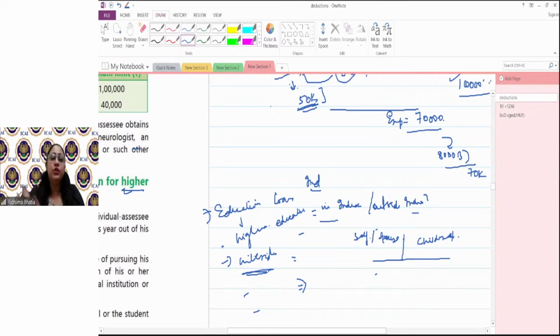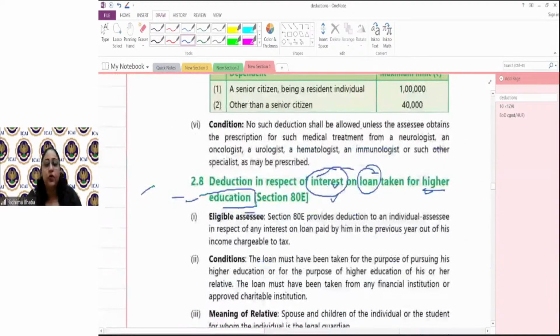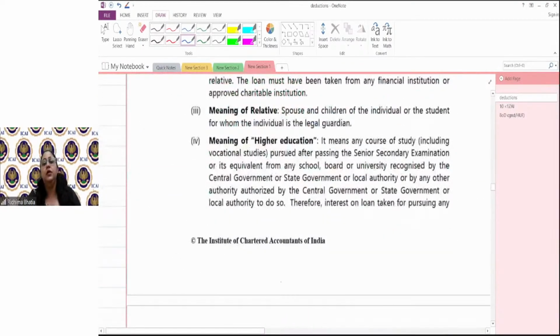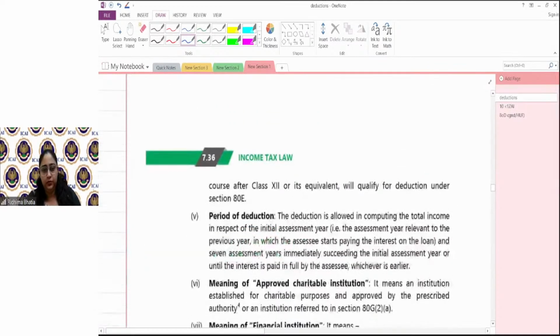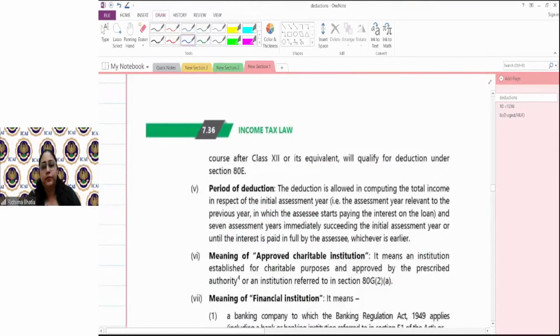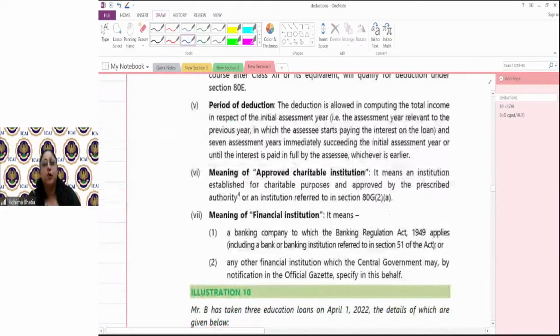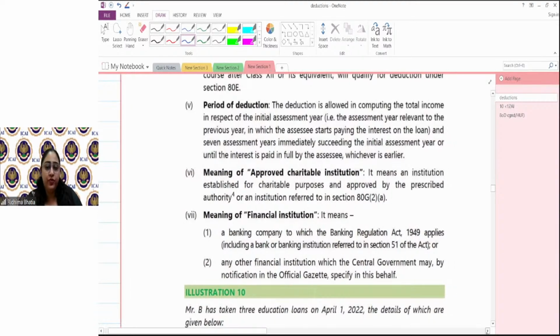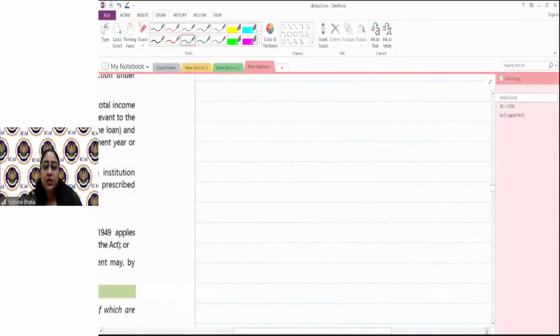Can it be an education loan from anyone, or is there any criteria? First of all, the loan should be taken from any bank, financial institution, or approved charitable institution. And the last thing to remember here is that there is no limit on the interest.